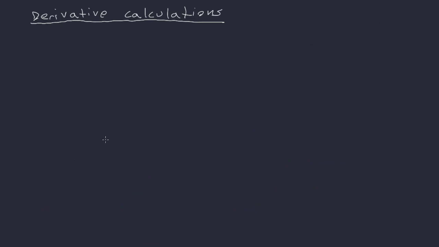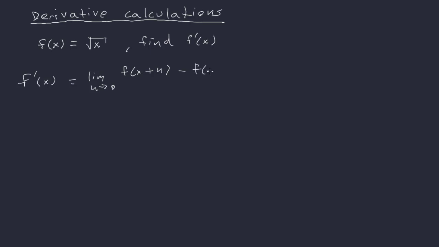All right, with the time we have left, let's do some more complicated derivative calculations. In the last video, we did some with x squared, x cubed, that sort of thing. Let's look at one that uses a square root. So let's say f of x is equal to the square root of x. We want to find f prime of x. Well, to do that, remember f prime of x is the limit as h goes to 0 of f of x plus h minus f of x all over h.